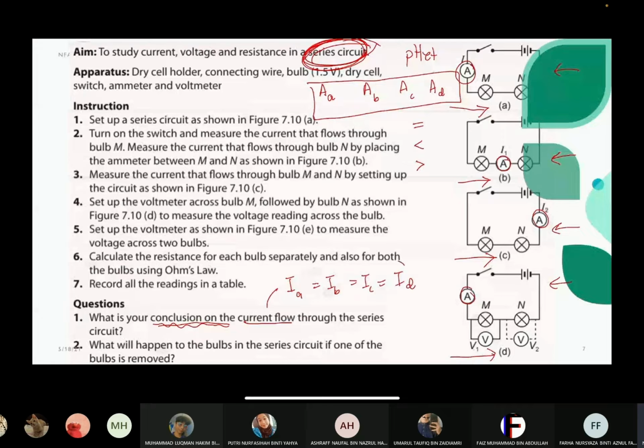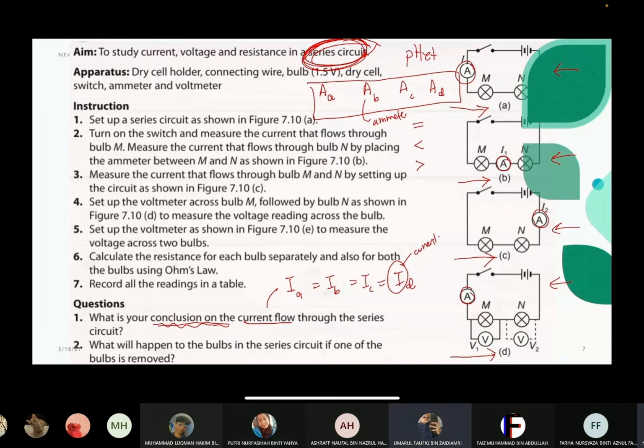Okay, so I is the symbol for current. Just now I use A symbol for ammeter. Ammeter tu object ataupun instrument, measuring instrument. Do you have your notebook in front of you? Okay, write down what you will find out.